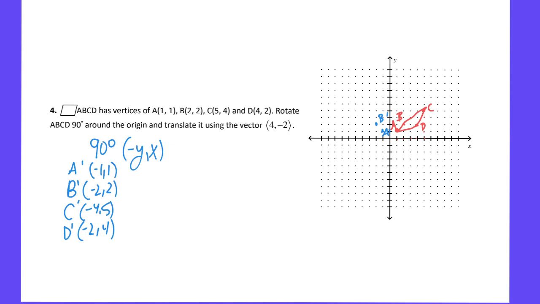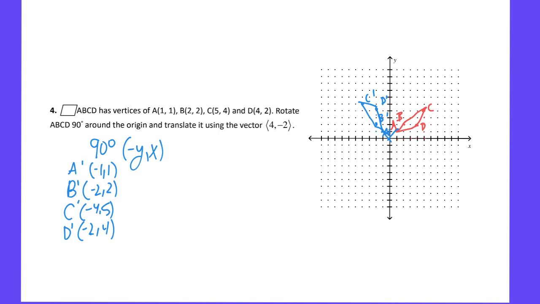-4, 5 is C prime, and then -2, 4 as well, sorry. And that's D prime, okay? And so if we connect these together, you should get a congruent figure. It's kind of ugly. And it should look like you went 90 degrees counterclockwise.